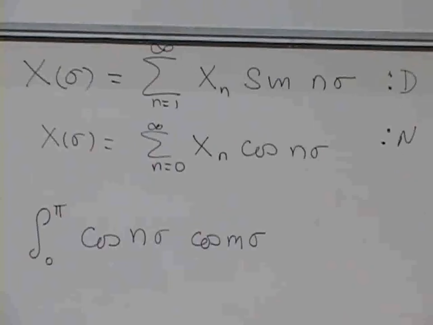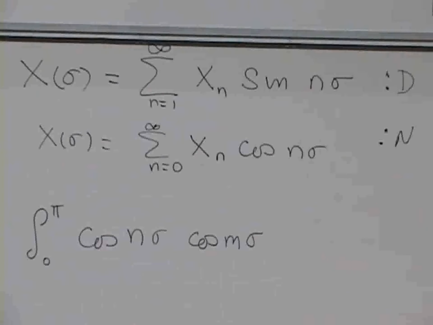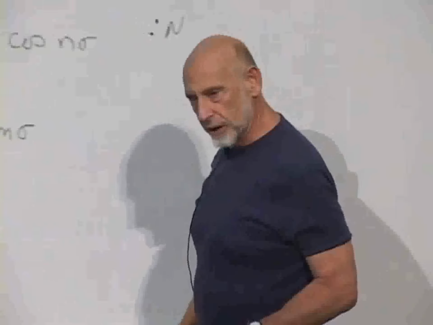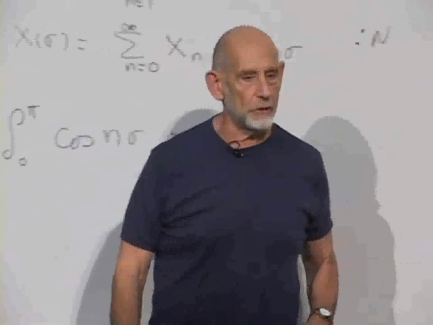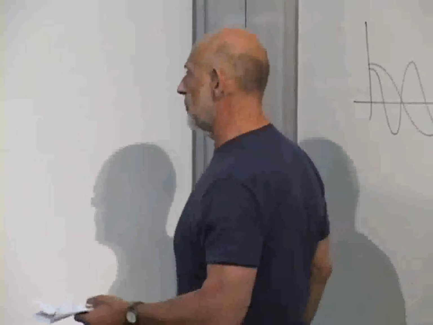You get 0. If n is not equal to m, it means you're multiplying one cosine by another cosine. And as most of you know, I suspect, if you do that and integrate it and average the product of them, you'll get 0. Okay? So this is 0 if n is not equal to m. What if it is? What if n is equal to m? Then of course it's just the integral of cosine squared of n sigma.